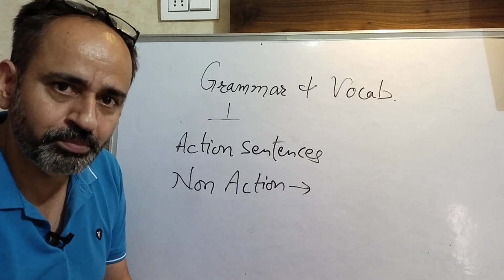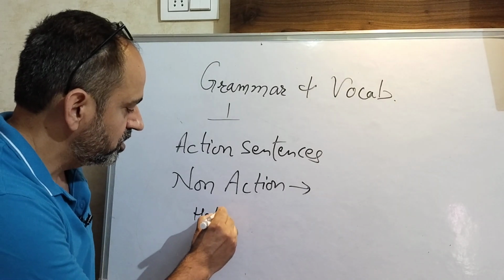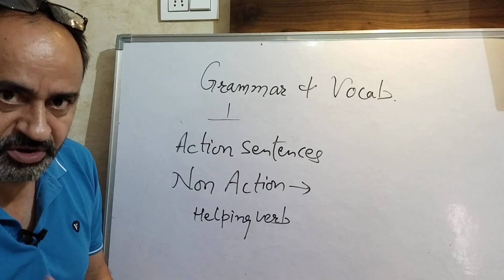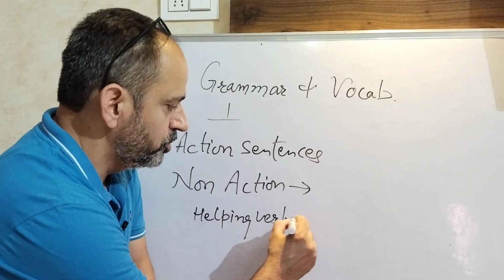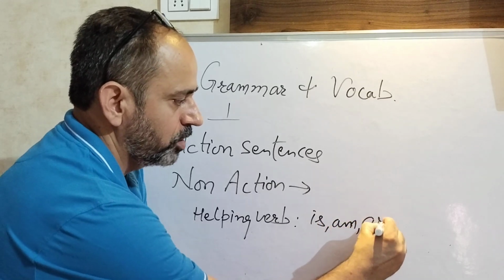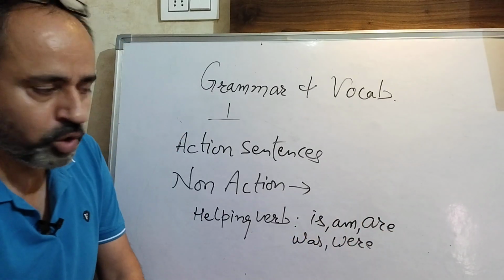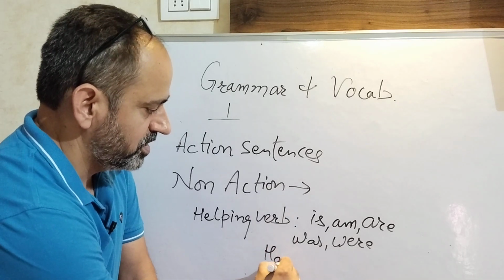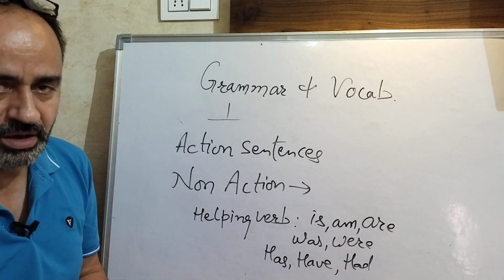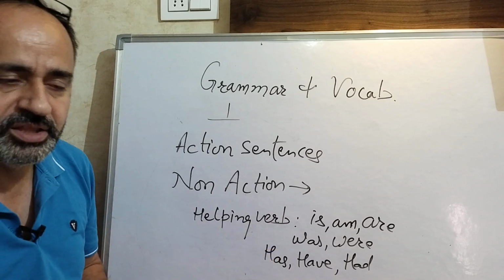And here what you need to practice the most is helping verbs. If you already know them, it's a good thing, but still I think we should revise. In helping verbs you need to learn is, am, are, how to use them, was, were. Along with that, has, have, had. These are the basics of sentence structures. You are going to start your formation of sentences from these basic verbs.